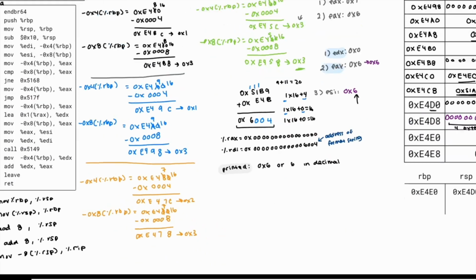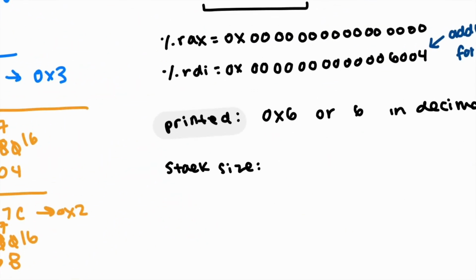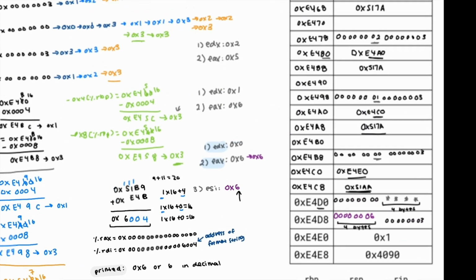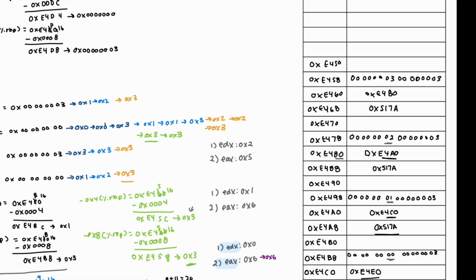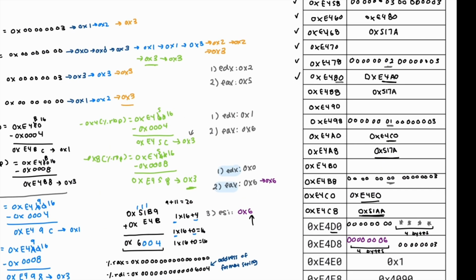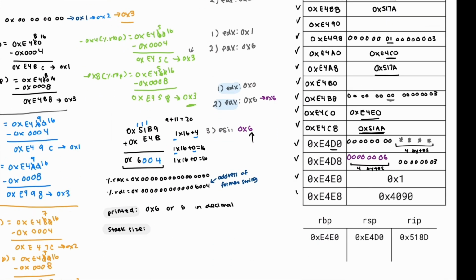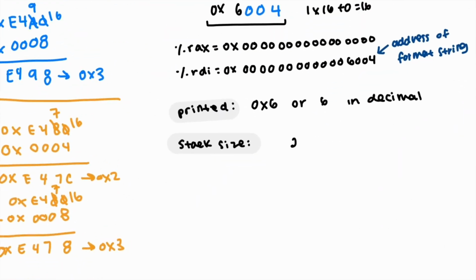And then the second question we wanted to answer was the stack size. And we can find this by actually going into our stack over here and counting each row and then multiplying that by 8 to find out how many bytes we used. So we count 20 total rows. We're going to multiply that by 8 bytes, and that will get us 160 bytes. So that's going to be our stack size.